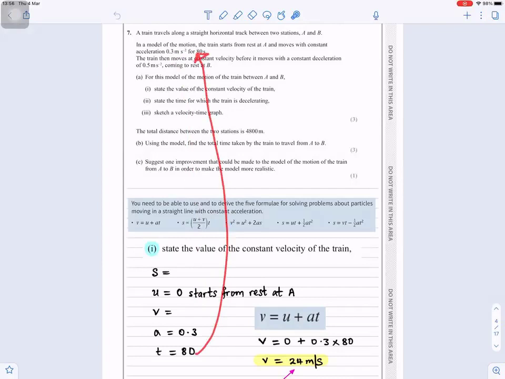So we use V equals U plus AT, this first one. We know U is 0. Acceleration is 0.3. And T is 80. So that will give us our V to be 24 meters per second.